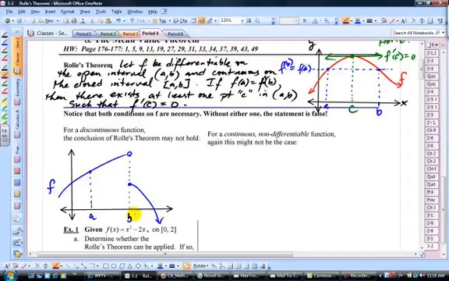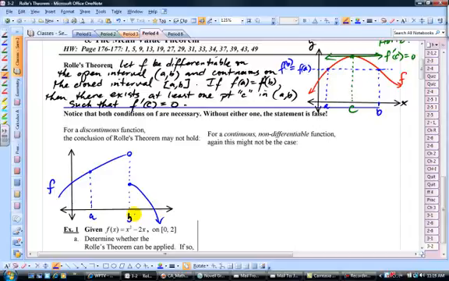Okay, so if the function is discontinuous somewhere from A to B, either at the endpoints or somewhere in the middle, there may not be a horizontal tangent line. So the theorem won't apply. So it has to be continuous everywhere on the interval, even on the endpoints. It has to be continuous.